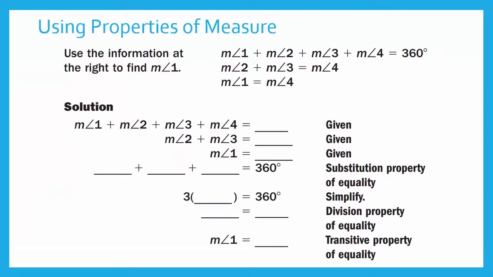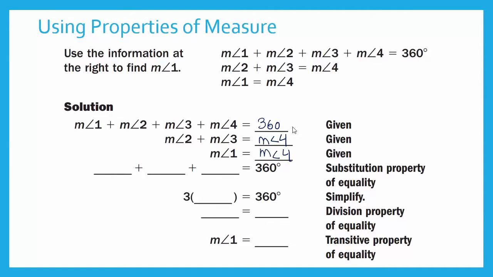Example 3, using properties of measures. Use the information at the right to find the measure of angle 1. We are given that the measure of angle 1 plus the measure of angle 2 plus the measure of angle 3 plus the measure of angle 4 is equal to 360 degrees. That's my first statement because that's what I'm given. I'm also given that the measure of angle 2 plus the measure of angle 3 is equal to the measure of angle 4, so that's another given. And then I'm also given that the measure of angle 1 is equal to the measure of angle 4, and that's my other given. So I'm given three statements.